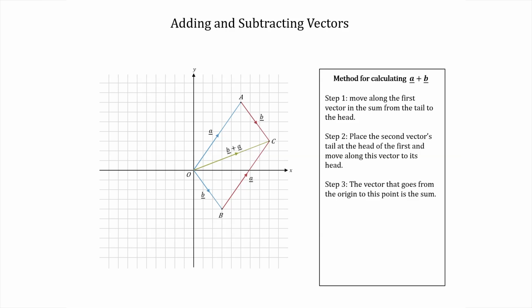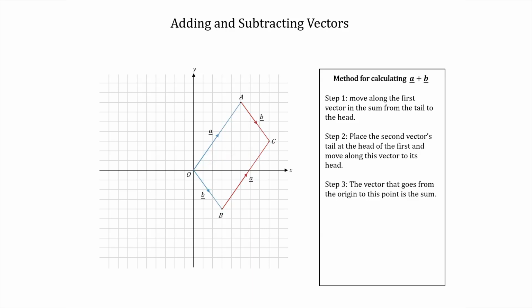This method for adding vectors is sometimes called the parallelogram method, because it requires us to draw this parallelogram, OACB. This method will work for any 2 line vectors. Simply place one at the end of the other and draw a line from the tail of the first to the head of the second. This is how we find A plus B.